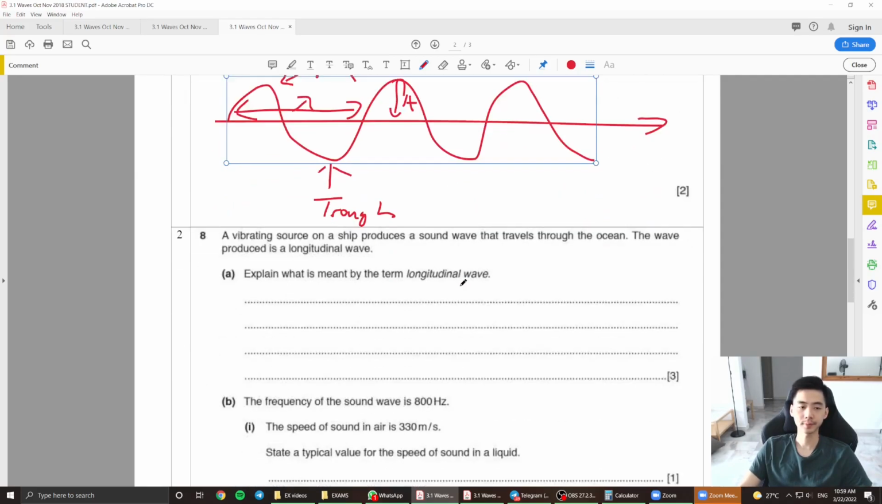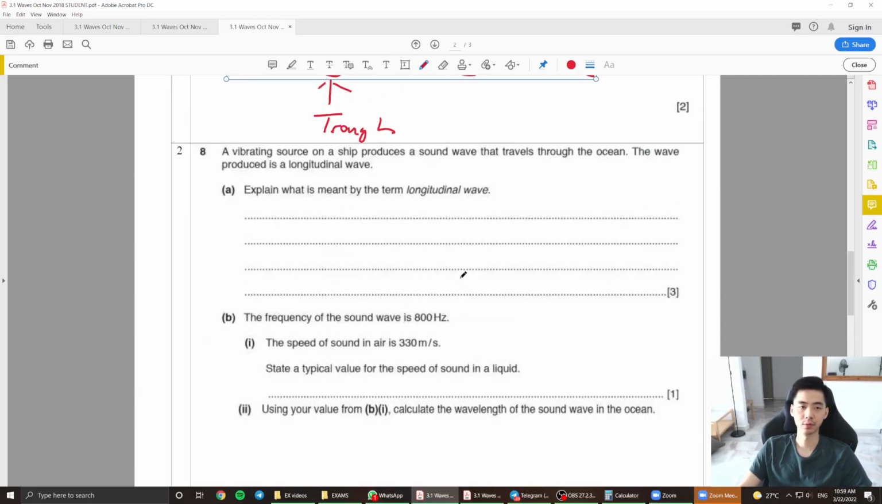Okay. And then final two questions here. A vibrating source on a ship produces a sound wave that travels through the ocean. The wave produces a longitudinal wave. Explain what is meant by a longitudinal wave.